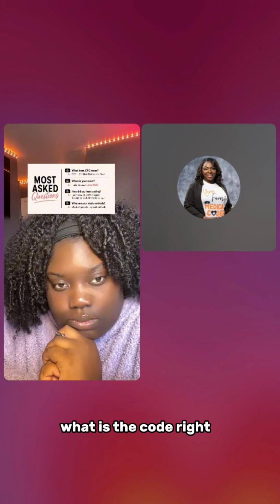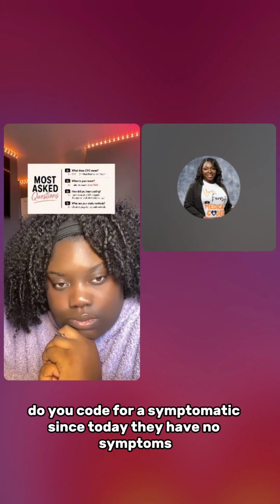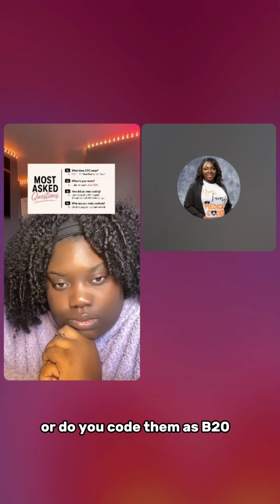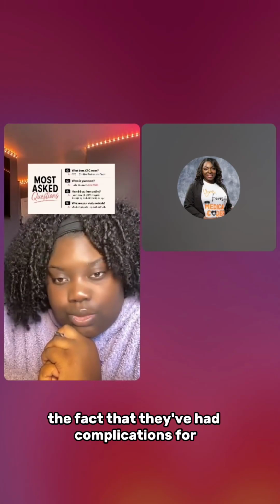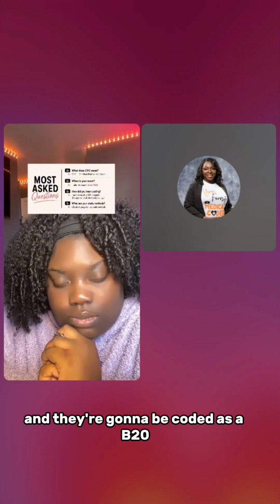What is the code, right? Remember, they're going to ask, do you code for asymptomatic since today they have no symptoms, or do you code them as B20? The fact that they've had complications for it in the past makes them a B20, and they're going to be coded as a B20.